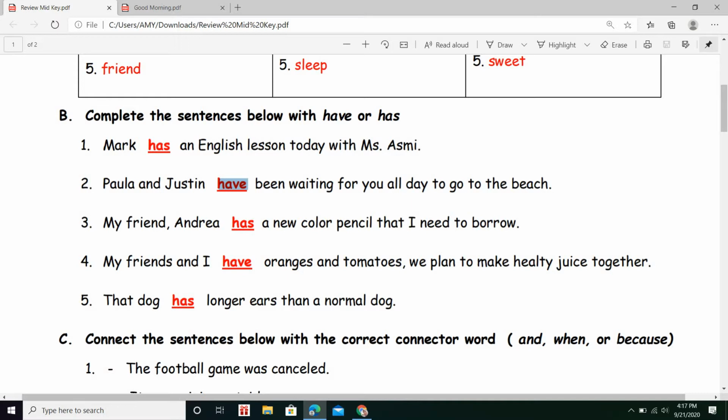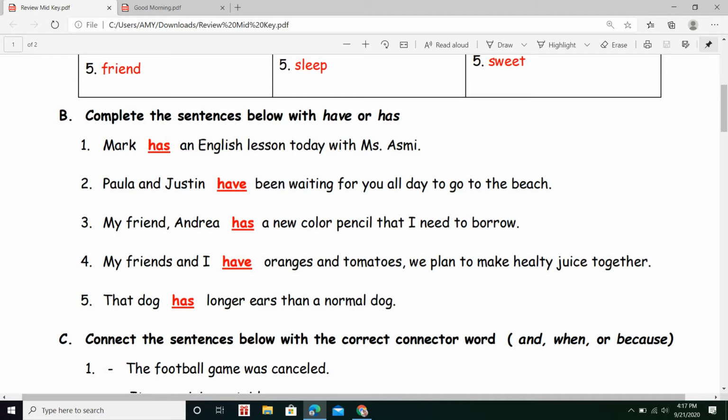Okay, and then number 3, my friend Andrea, blah blah blah, a new color pencil that I need to borrow. Here, we use has because the subject is Andrea. Andrea is one girl, which means the same as the subject pronoun she. That's why we use has.